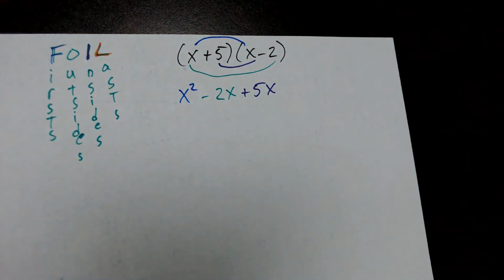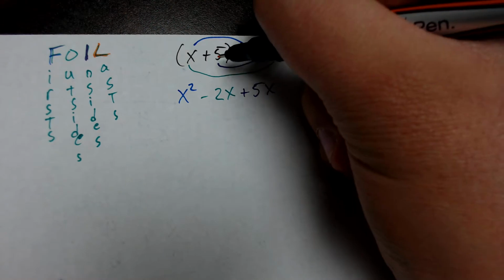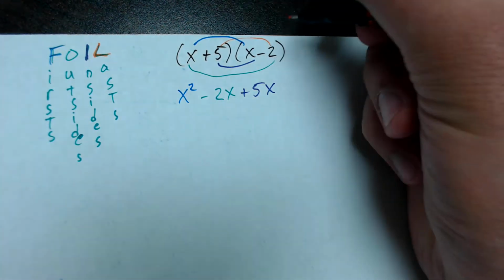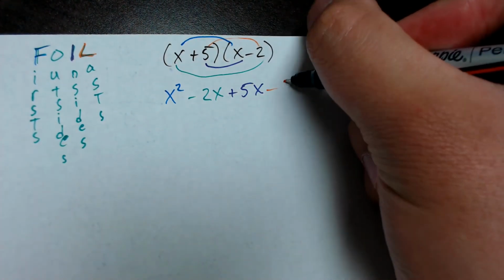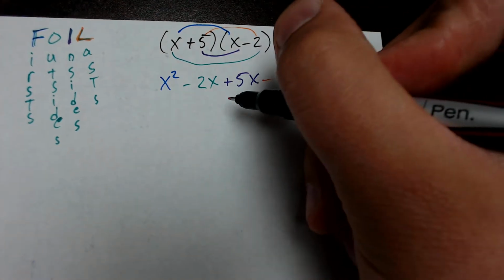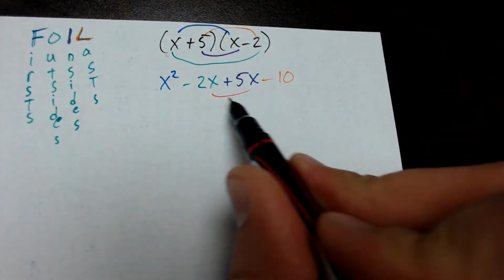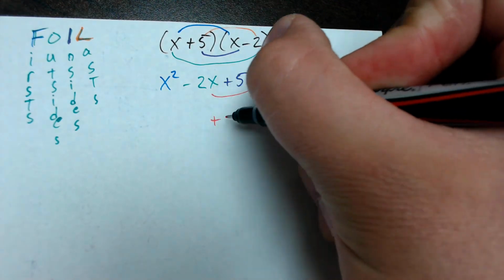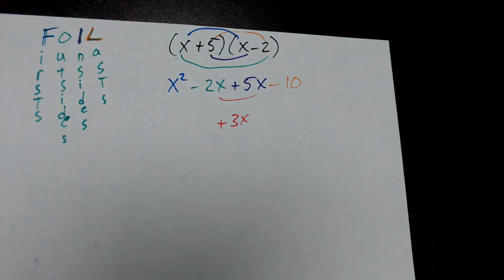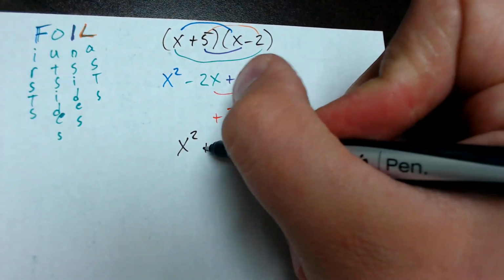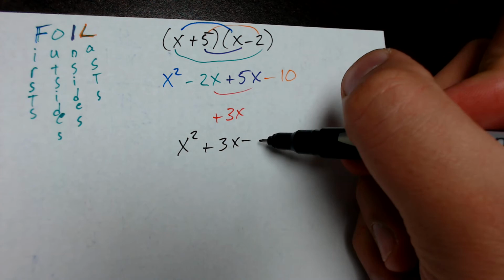All right, and then the lasts are going to be these last numbers. So remember, the firsts were x and x; the last numbers are 5 and -2. So 5 times -2 is -10. Last thing, to simplify and bring it all together, I'm going to combine like terms. I see that -2x and 5x are like terms. They combine to become +3x. And then my final answer is x squared plus 3x minus 10.